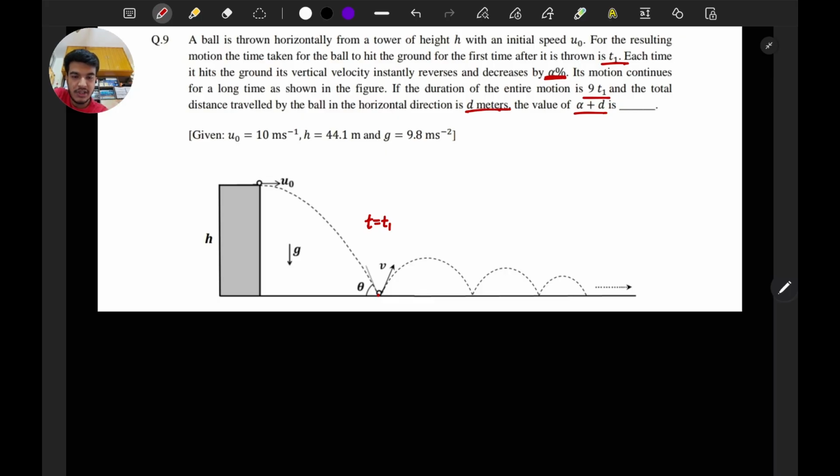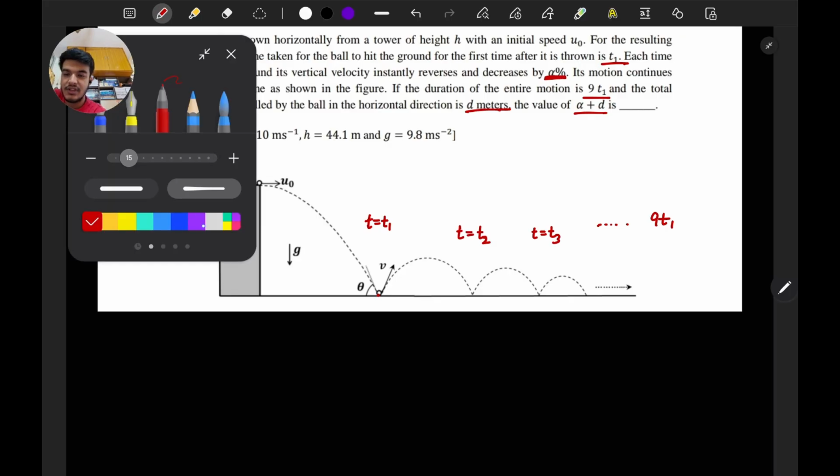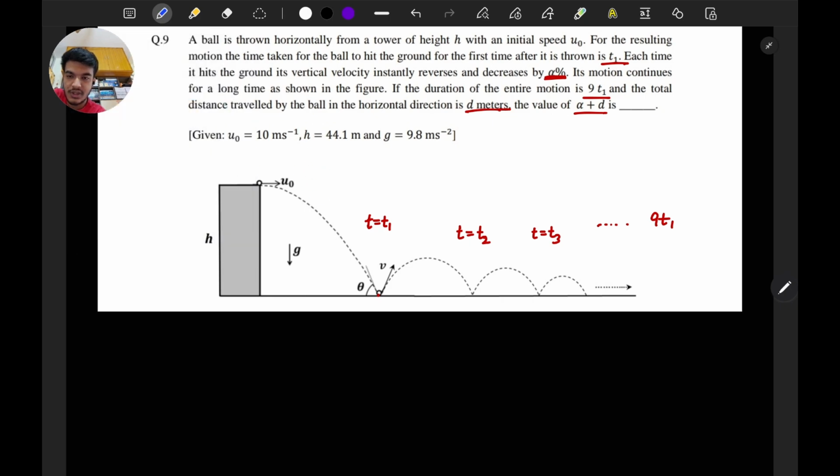For the entire motion it has been said. So let us say this is t equal to t2, and then obviously t equal to t3, and so on, up until the total motion is 9t1, right? So let us analyze this motion first. When this ball is projected horizontally with speed u naught, this horizontal component is always going to stay the same.